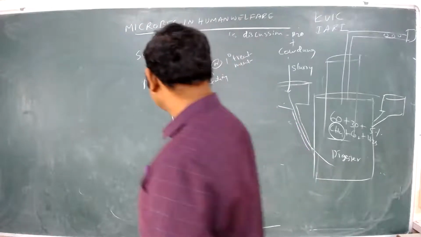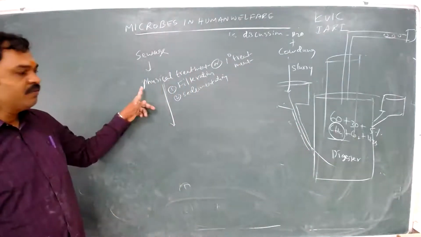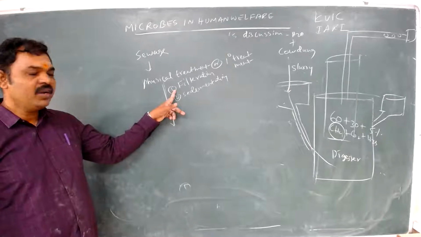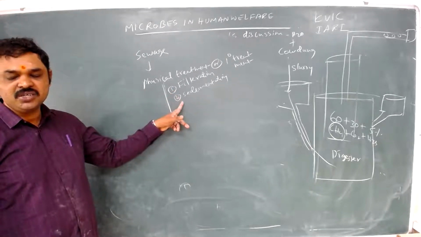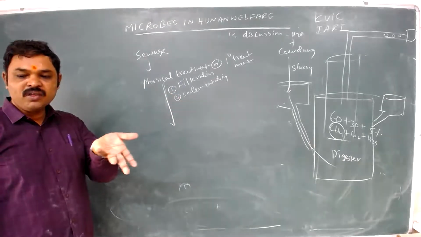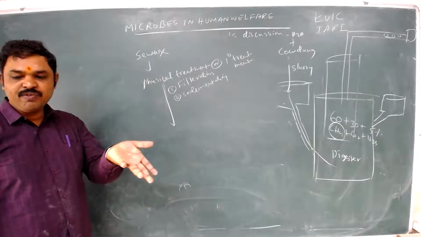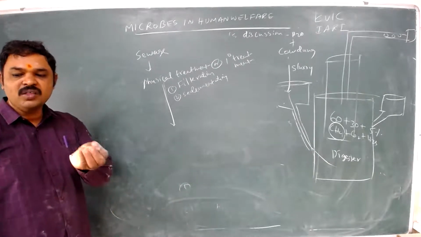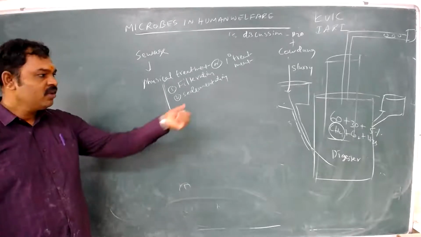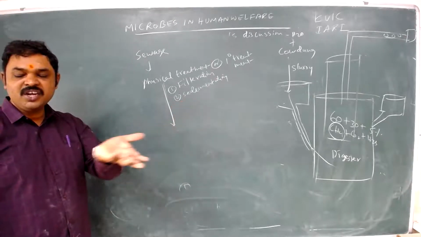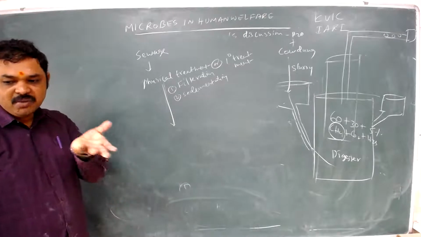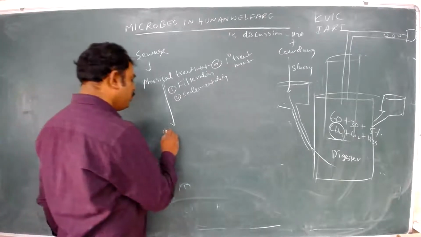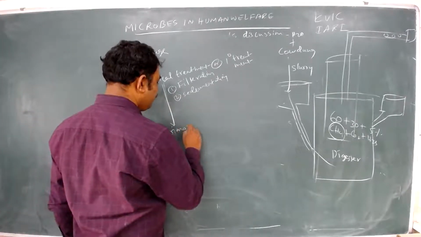So first, the sewage undergoes physical treatment. Physical treatment includes filtration and sedimentation. In filtration, the floating debris can be removed. After removing the floating debris, the grit and pebbles can be removed by means of sedimentation. The remaining effluent will be called the primary effluent.